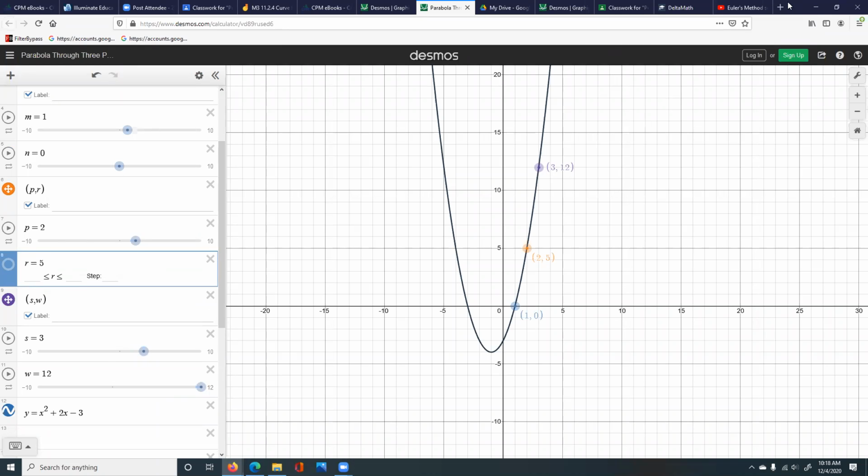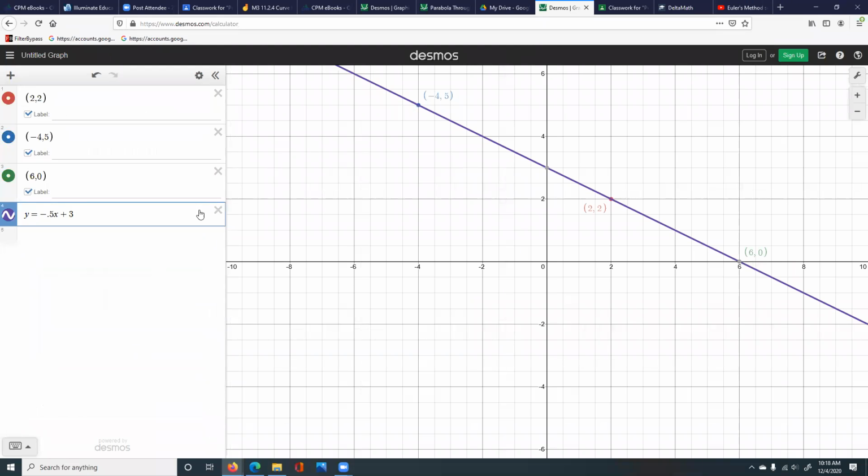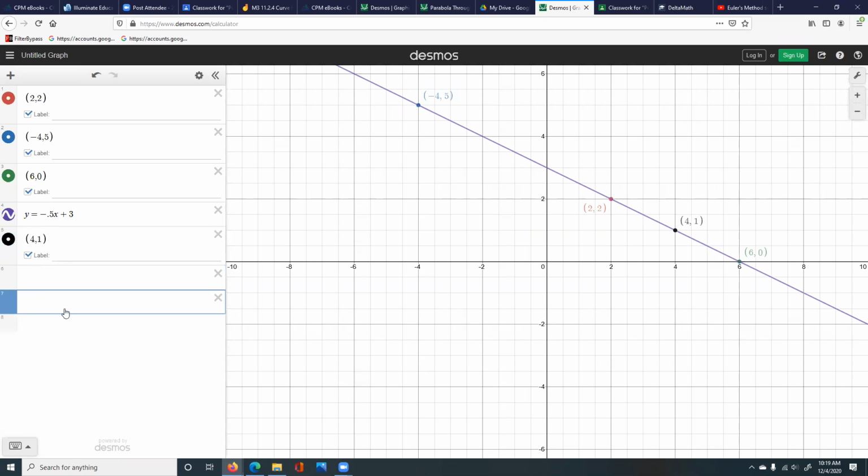Now, before I forget, if you're using Desmos and you want to graph a point, all you have to do is click on one of the lines and put a parenthesis. That's how it knows that you want to graph a point. And let's say I want to graph the point 4, 1. I'll put 4, 1. And then it'll automatically put a parenthesis, and it'll graph it right there. And if I want to label it, I click label like that. And then now that point is labeled. So that's how you graph points on Desmos. So if you have 3 points, you go 1, 2, 3.